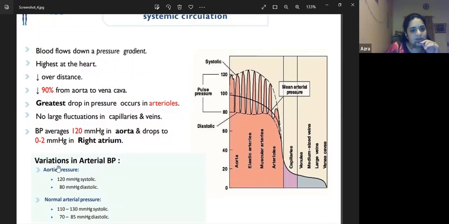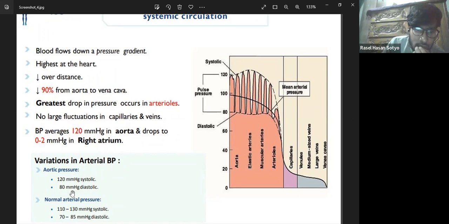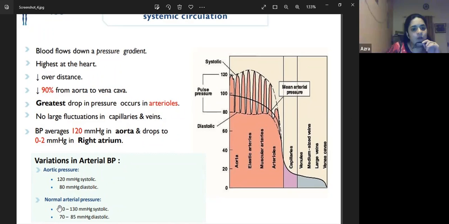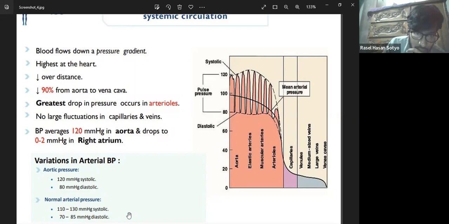Okay. Look at it, the variation in arterial BP. What is the aortic pressure? 120 is the systolic and 80 is the diastolic. Now in normal arterial pressure, 110 to 130 is the systolic and 70 to 85 is the diastolic. Understand?